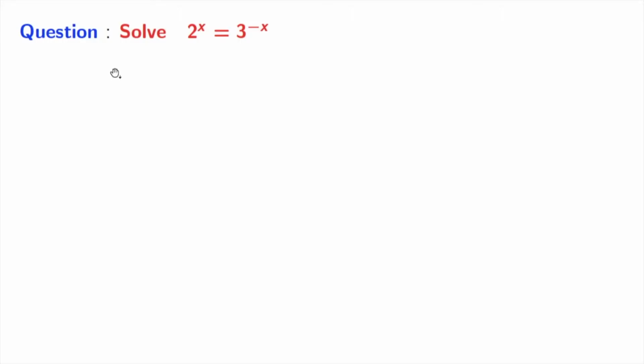Today we will learn to solve the given equation, that is 2 power x is equal to 3 power minus x. That means we have to find the value of x that satisfies this equality.